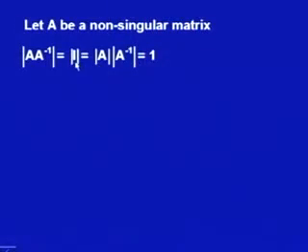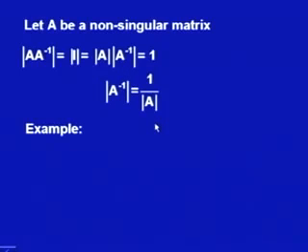So, let A be a non-singular matrix, then A times A inverse is identity, or determinant A times determinant A inverse is equal to 1. So, determinant A inverse is actually 1 upon determinant A. So, if determinant A is not 0, then determinant A inverse is 1 upon determinant of A. So, if you know the determinant of A, one can very easily find out the determinant of its inverse. So, this result is helpful in that sense.